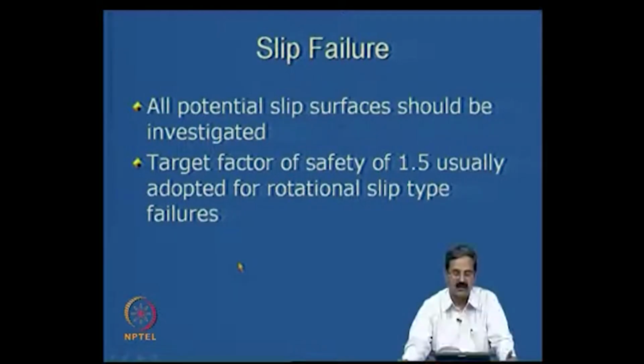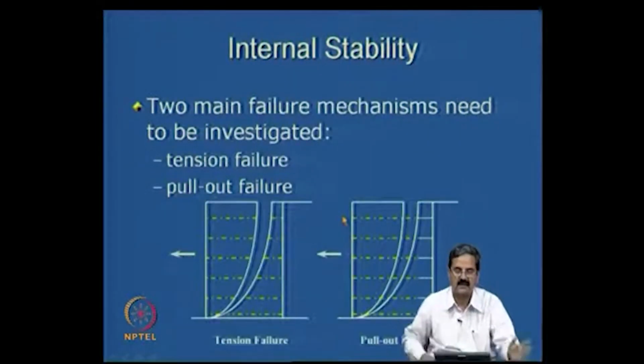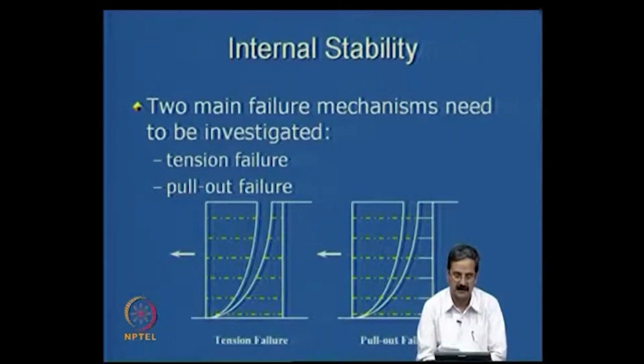Then we also say, as I said, we are looking at all these global stability issues. We should look for, you may construct a retaining wall, but it should not be located in a slip surface. So, all potential slip surfaces should be investigated, and a target factor of safety 1.5 is used in this case. That is what you saw was external stability.